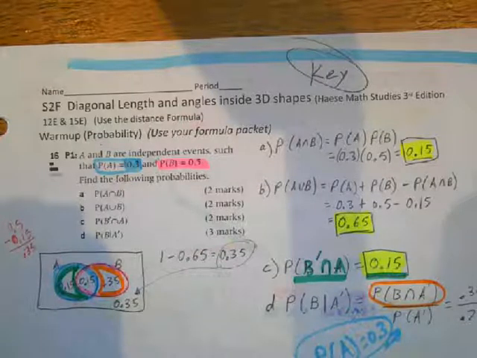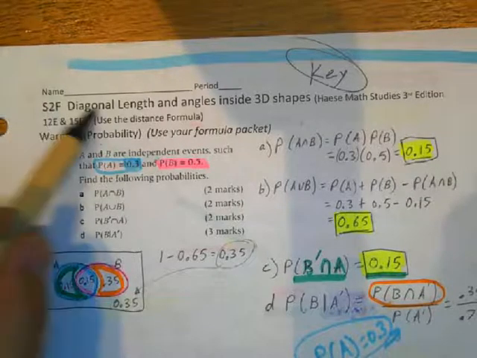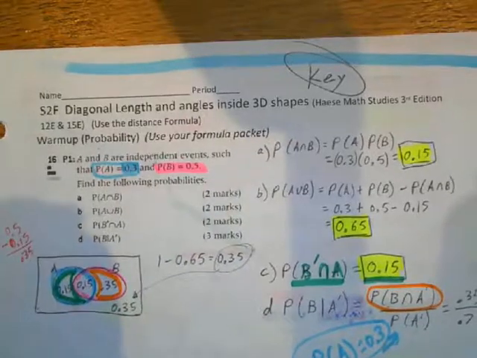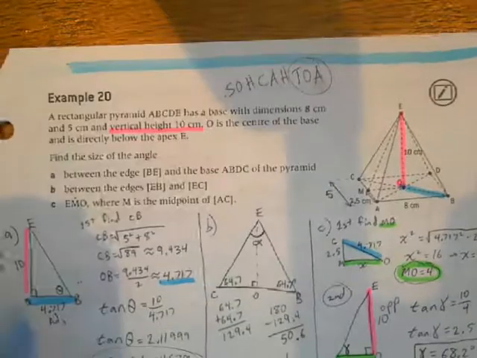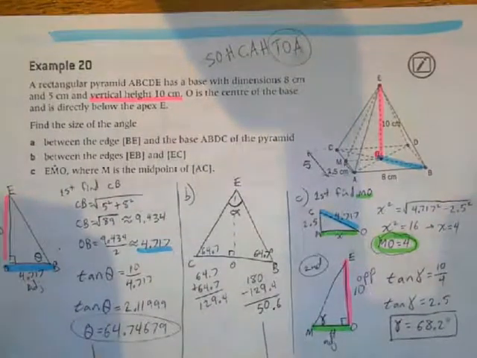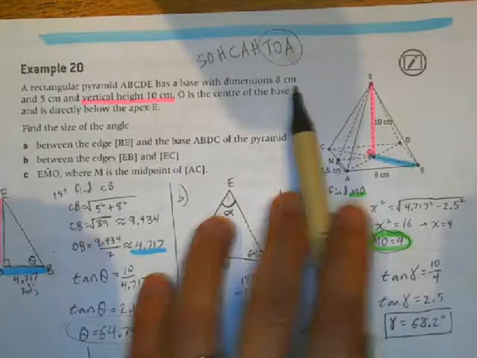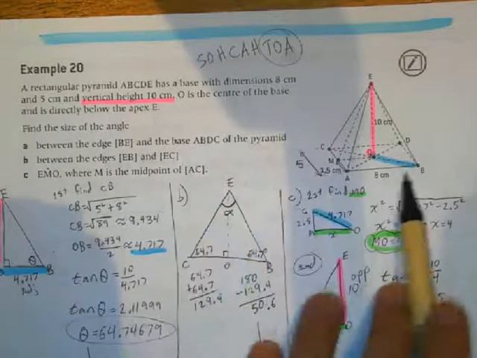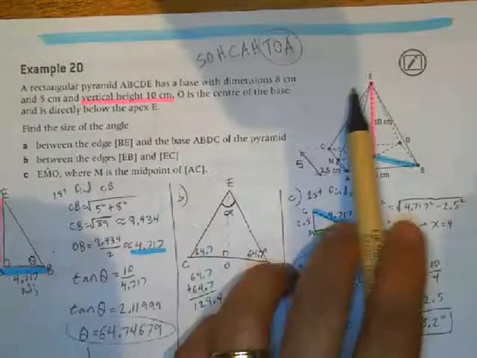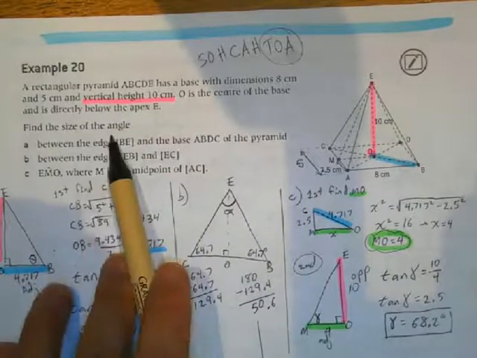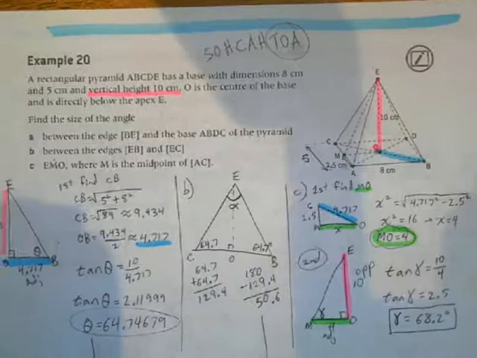All right, now I'm going to do the third page of the 2F diagonal length and angles inside a 3D shape handout. So if I go to the third page, okay, let's do example 20. A regular pyramid has a base with dimensions 8 and 5, and the vertical height here is 10. Find the size of each of the following angles.